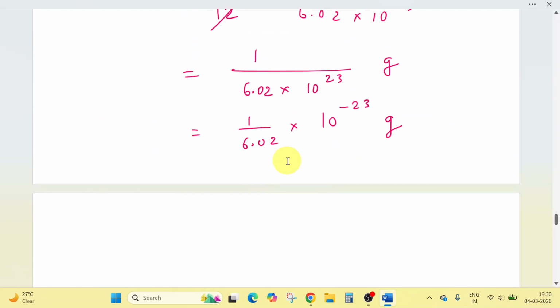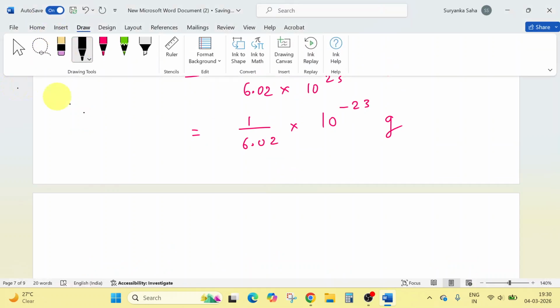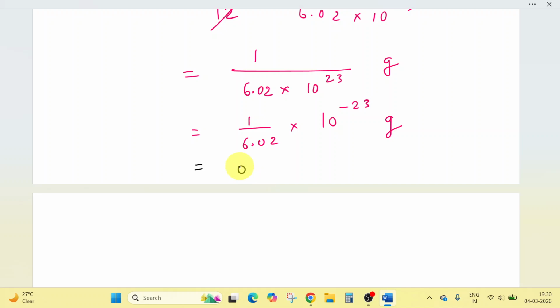See, so this is 0.166 into 10⁻²³ গ্রাম। ওকে, বুঝতে পারলে? মানে এইটুকুর ভ্যালু হচ্ছে 0.166, দিস পোর্শন। এইটুকুর ভ্যালু হচ্ছে এইটুকু, 0.166। ক্লিয়ার? আন্ডারস্টুড?